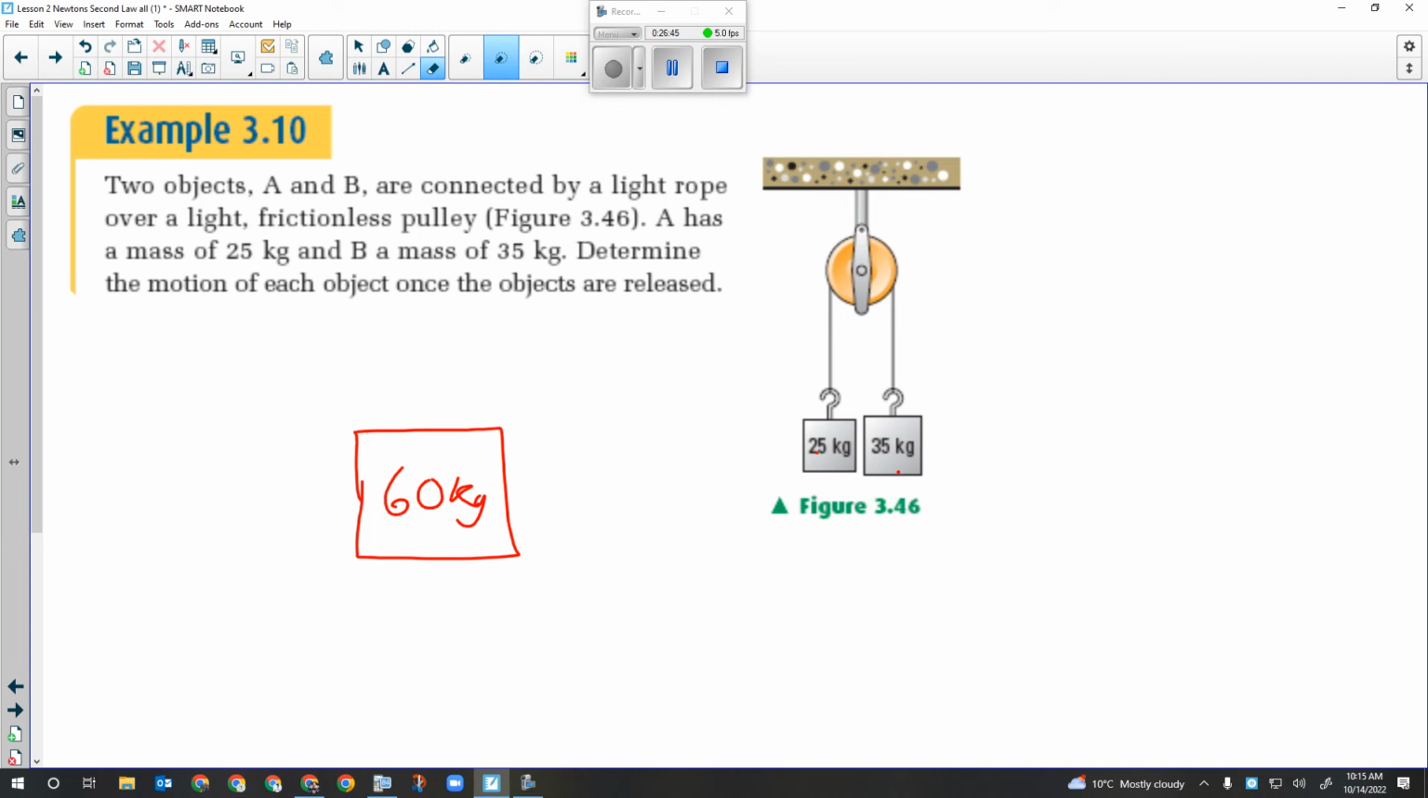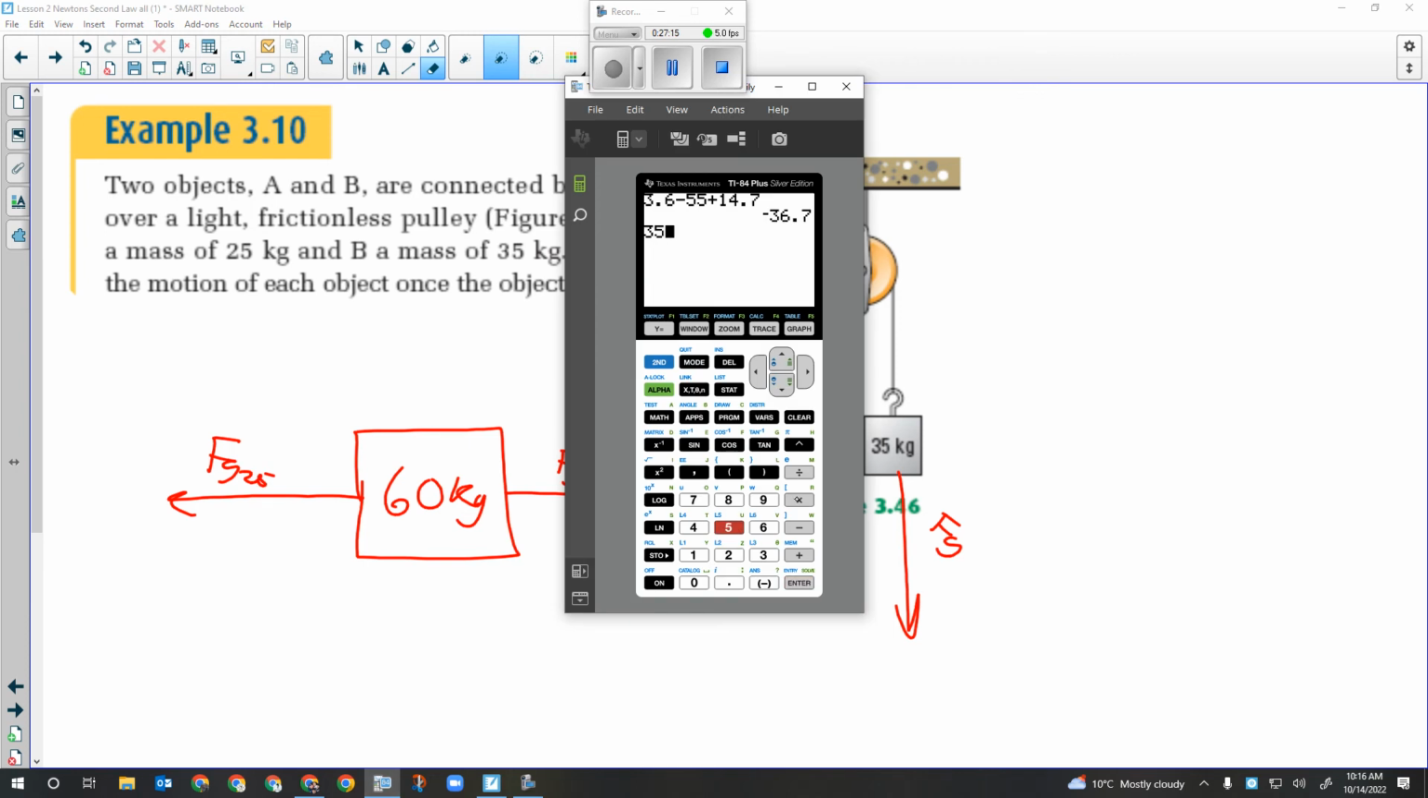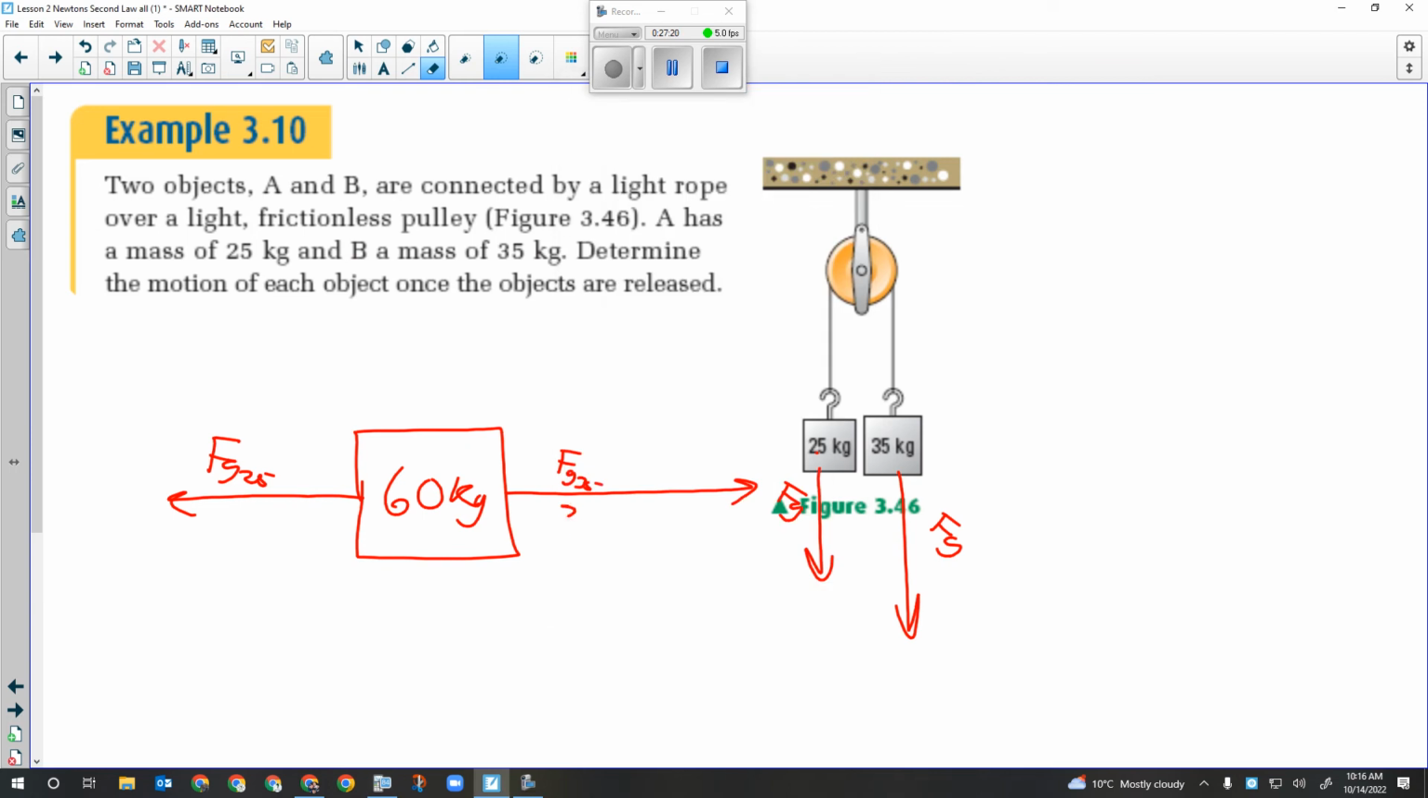Now, the forces that are acting are, as we said, the force of gravity and the force of gravity. They're opposing each other, right? So this is going to be the force of gravity on the 35, and this is going to be the force of gravity on the 25. Okay, so calculate what those two things are. Now I've got my two forces. Okay, what do I do next? Calculate the net force. Yeah, calculate the net force. Okay.